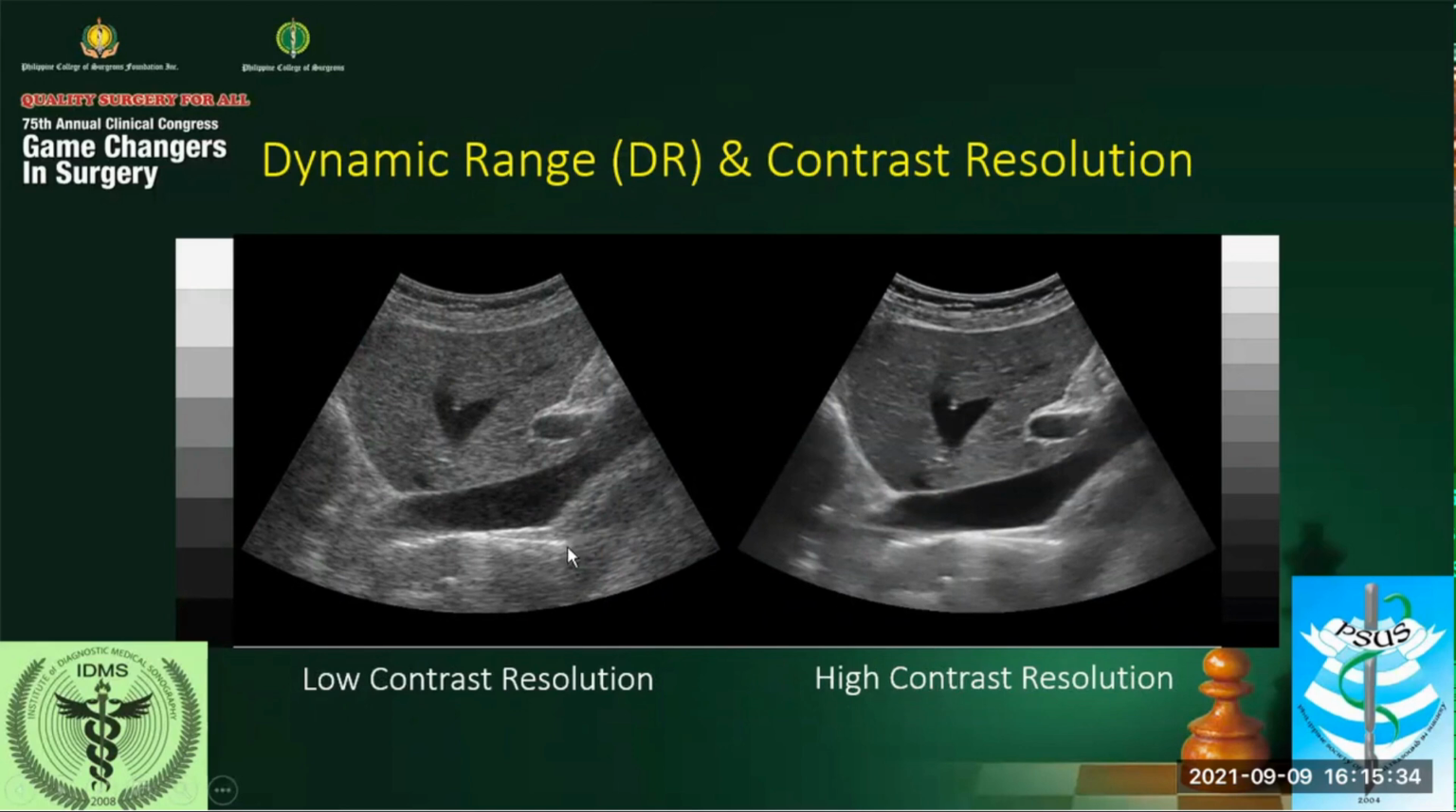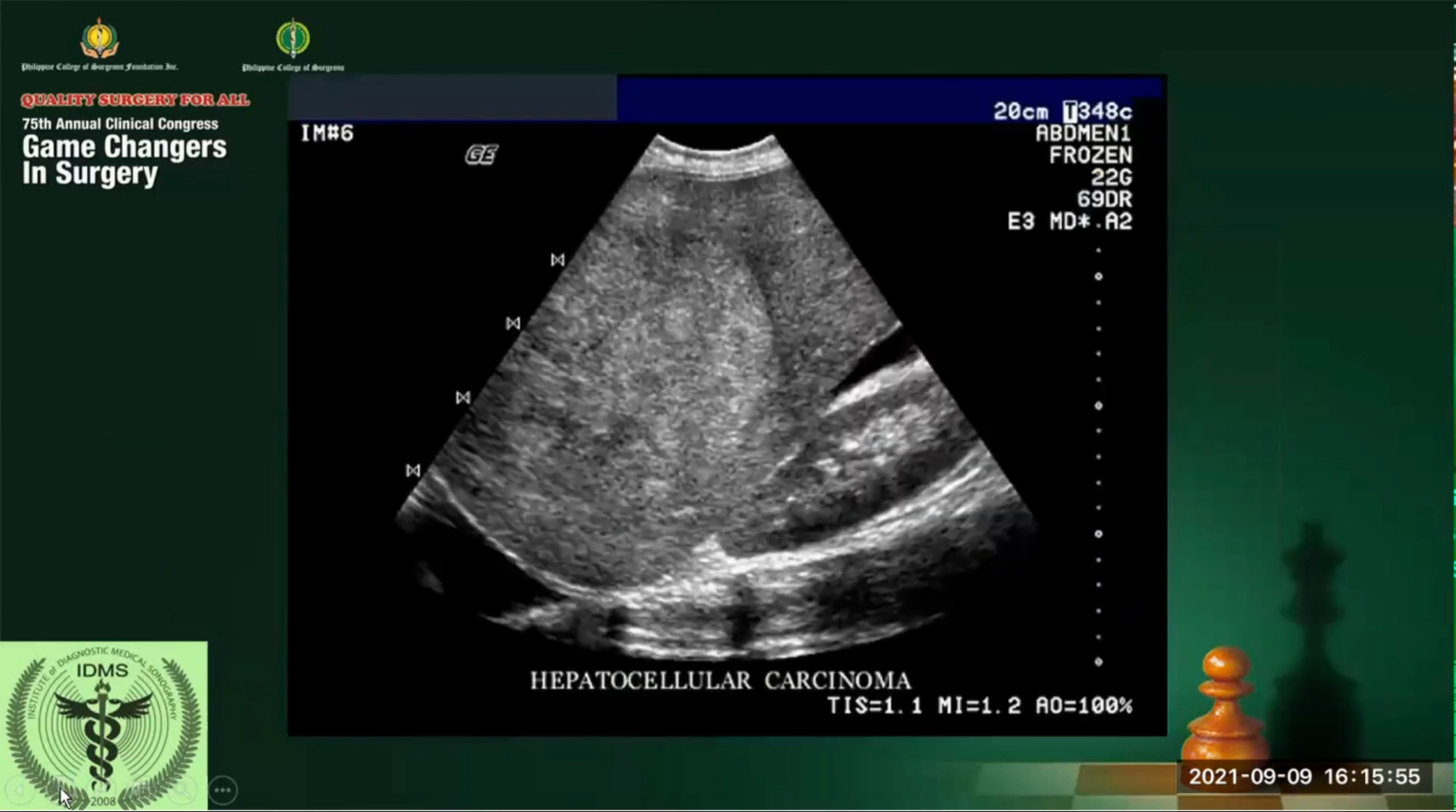On the left, you have a low dynamic range setting, so the image looks coarser. And this image on the right has a higher dynamic range, so the image looks more smooth. Now let's see if I can get another example. This is an example of a coarse image, but sometimes a coarse image is what you need to properly diagnose the patient.